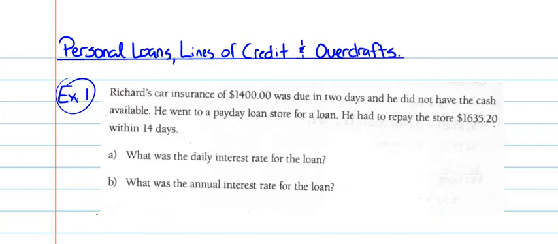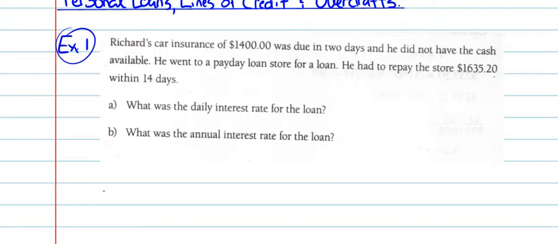We're looking at interest. So if we look at this first example here, Richard's car insurance of $1,400 was due in 2 days, but he didn't have the money. So he went to a payday loan store, which I can highly recommend to never ever go to. He had to repay the store $1,635.20 within 14 days. So they're asking, what is the daily interest rate for this loan, and what's the annual interest rate for this loan?